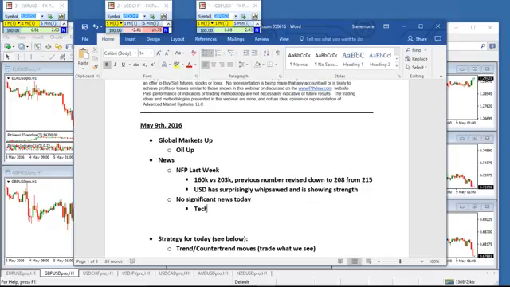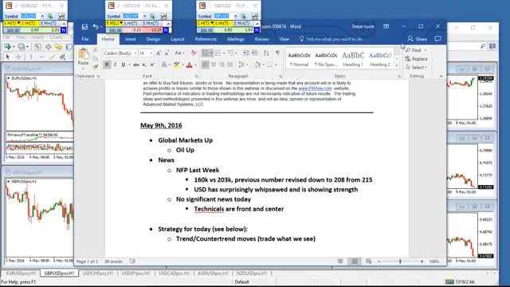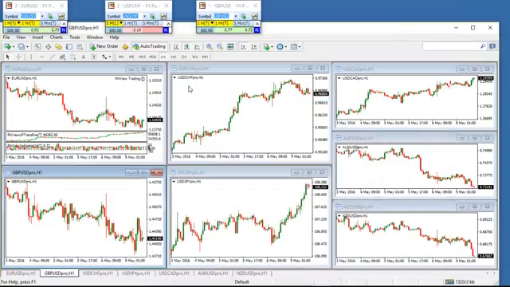So technicals are front and center in the market. We don't have any fundamentals to really worry about today, and we're still looking at trading trend and counter-trend moves on the dollar. So let's go ahead and get into some of the dollar trades that we could do today, some that I think could very much benefit us from a trading standpoint of just looking for any type of dollar reversals.